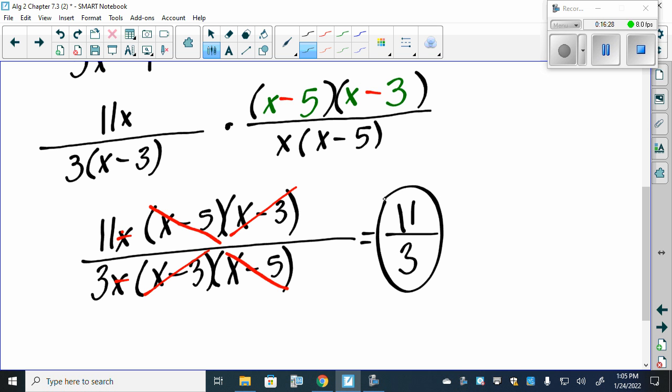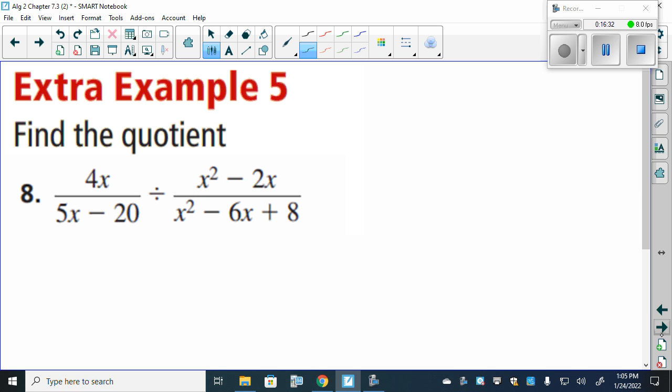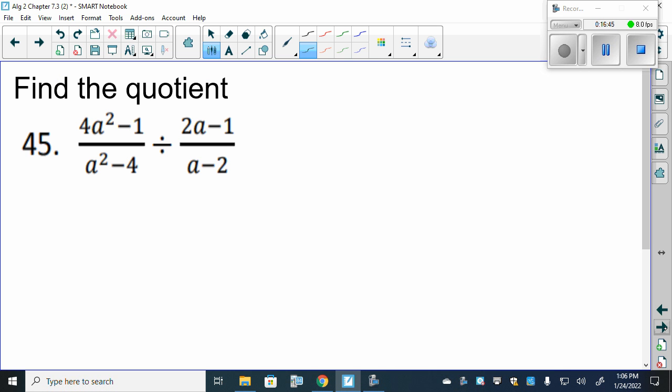Questions on these here? Okay. We're going to skip this one here because if I remember correctly, this is going to work out to be, I think, 4/5, most likely. I want to look at this one here instead.